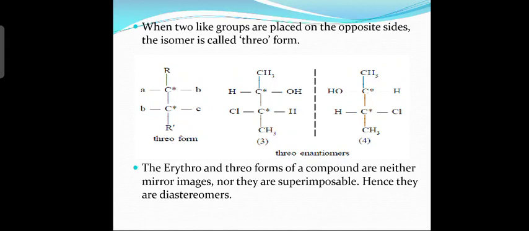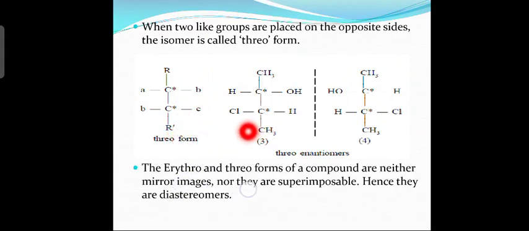Next slide. When two like groups are placed on the opposite sides, the isomer is called the threo form. Which are the like groups? B, B. B, B are present on the opposite sides. So, this form is called the threo form. If they are present on the same side, that form is called the erythro form, alright. If they are present on the opposite side, they are called the threo form.